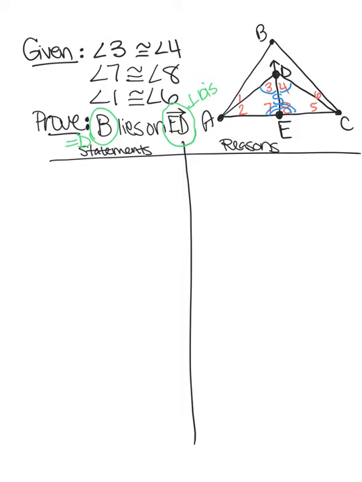I also have that angle 1 is congruent to angle 6. So I'm noticing from my congruent triangles, I could get 2 and 5 congruent by CPCTC. Using the addition property, angle BAE congruent to angle BCE, which then of course implies that the opposite sides are congruent, and that's how I'm going to get B equidistant.